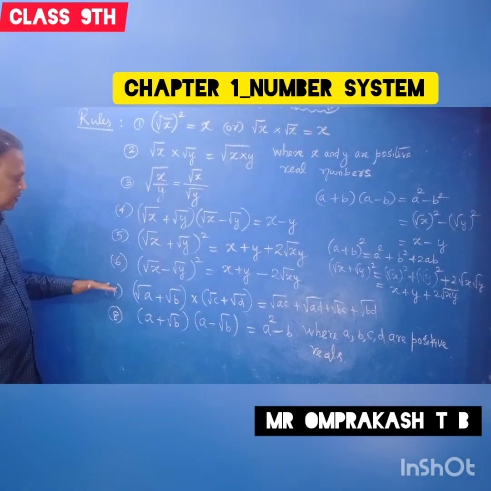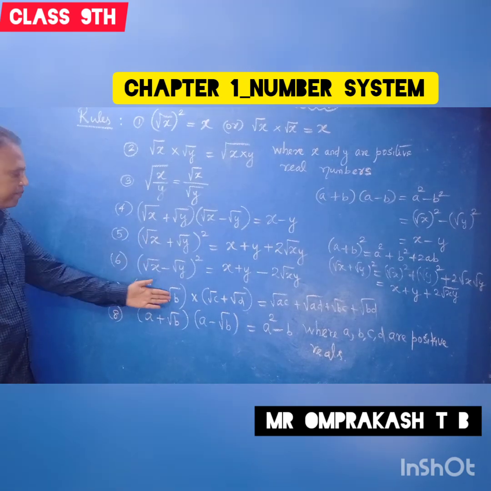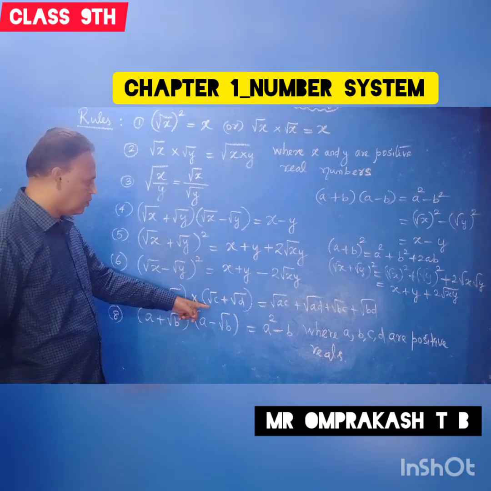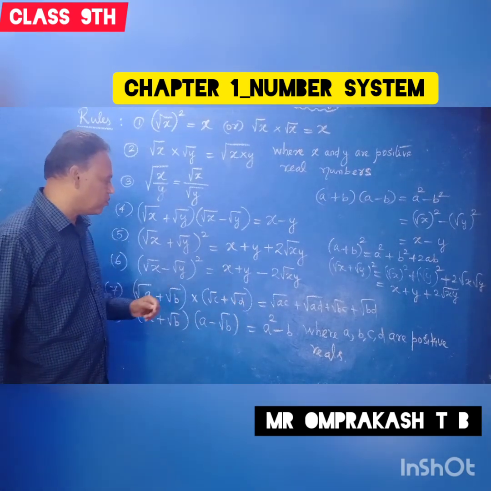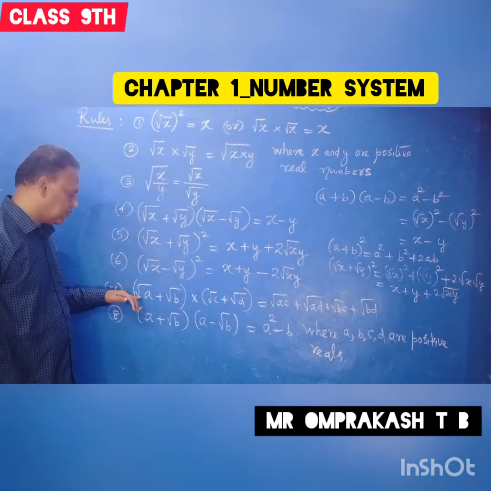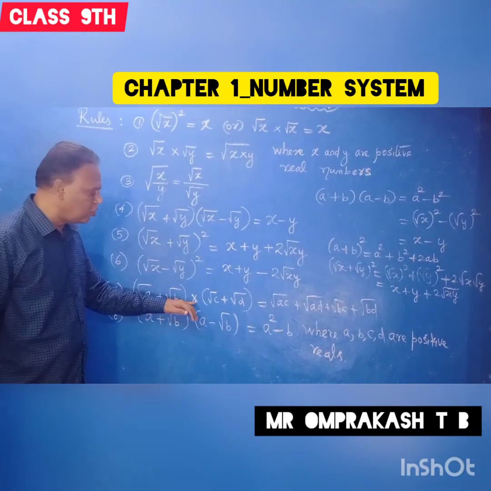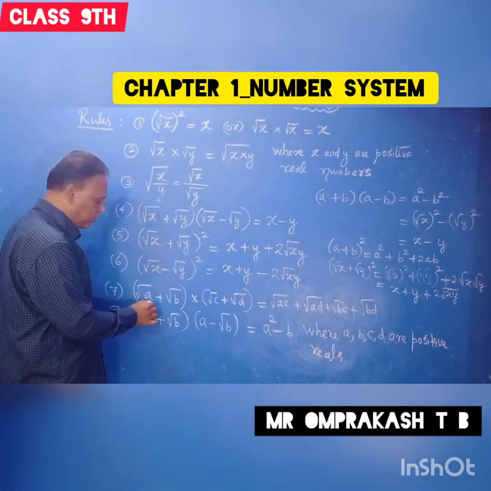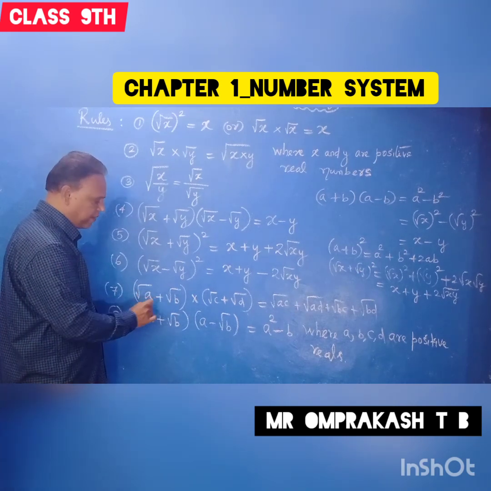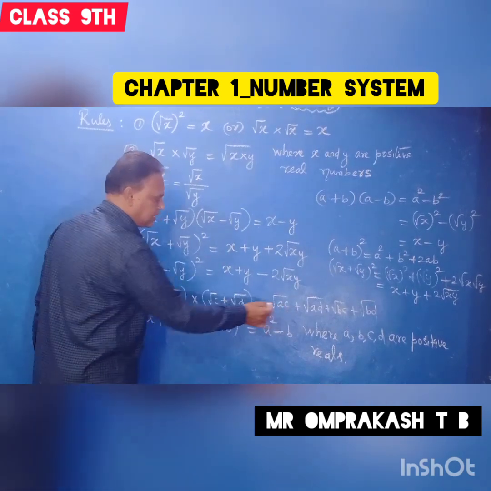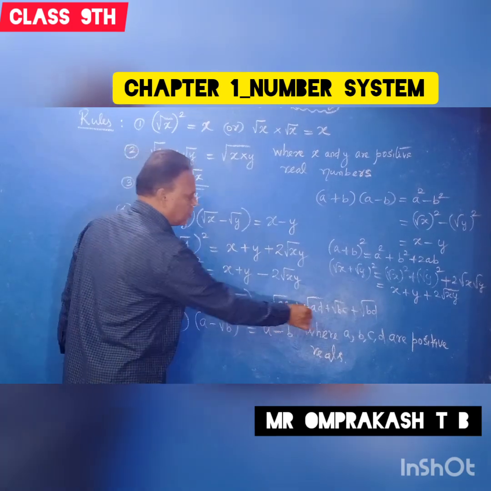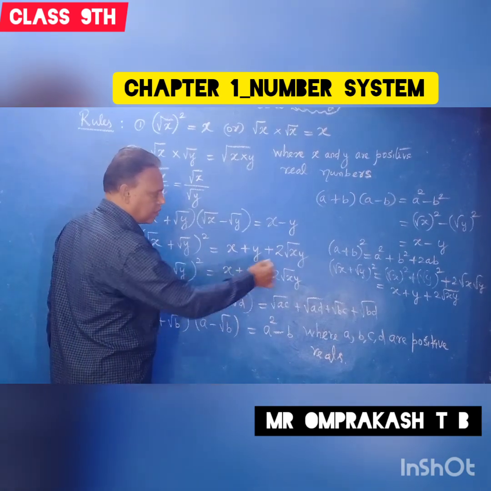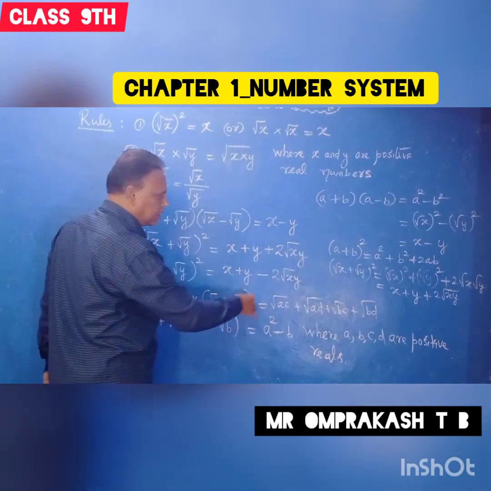Then instead of x, y, you can take a, b also, and the next irrational numbers, c, d, you have to take. That's why we are writing like this. Root a plus root b into root c plus root d. How to multiply? Ordinary multiplication, nothing. First root a you take and multiply: root a into root c, root ac, root a into root d, root ad. Then root b you take and multiply: root b into root c, root bc, root b into root d, root bd.